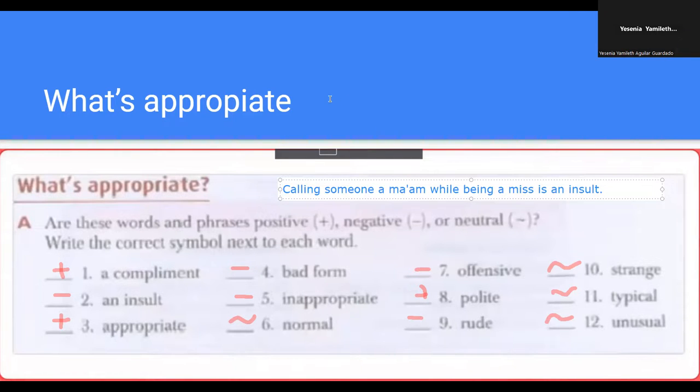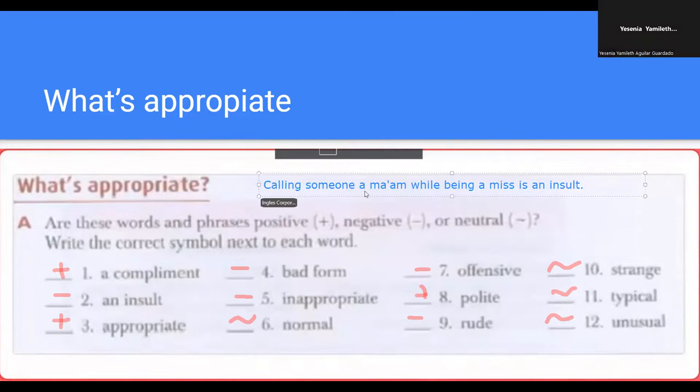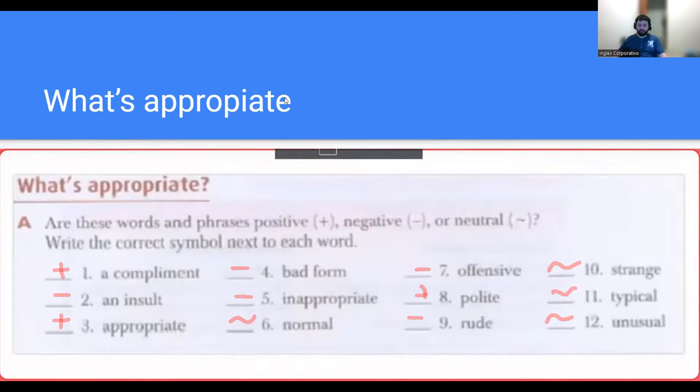So anyways, you can use any of the pieces of vocabulary that we have here to build sentences like this, okay? I want you to take this vocabulary, guys, and come up with phrases. Just have a conversation with your partner, your classmate, and tell them something that is maybe a compliment, maybe an insult, maybe appropriate, right?